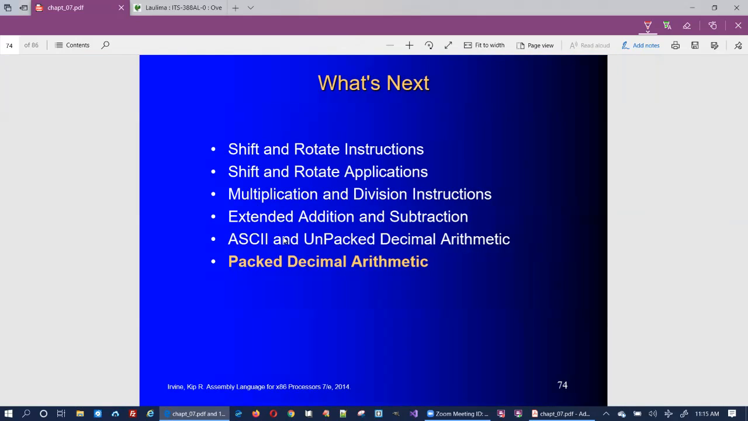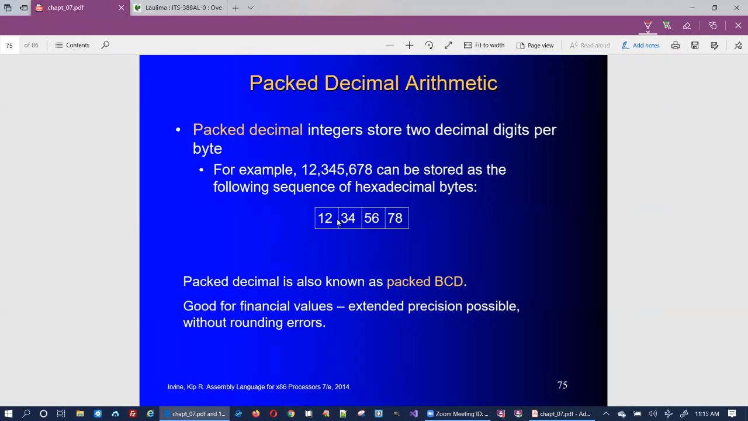And then there's packed decimal arithmetic, and packed decimal arithmetic is just like we were talking about, except we don't waste the upper nibble. We use the upper nibble for a digit, okay? So we aren't talking about ASCII anymore. We're just talking about decimal, and we call it packed because we pack 2 digits into 1 byte. So, for example, this big number here: 1 byte, 2 bytes, 3 bytes, 4 bytes, see.